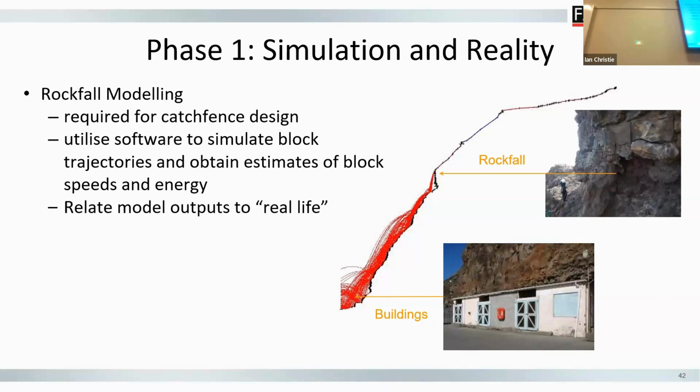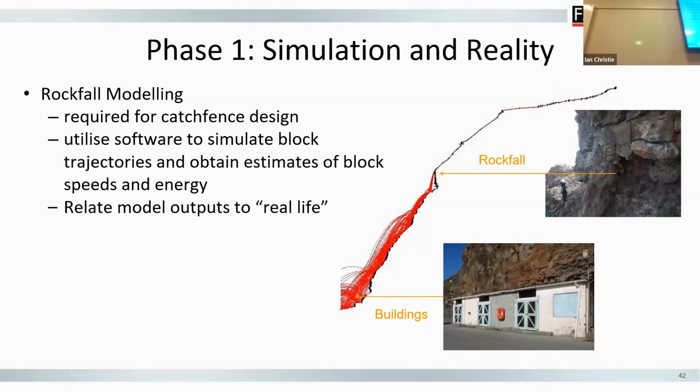Designing the netting, fairly easy, but if you are going to design a rockfall catch fence, you do need to do a little bit more work. And one of the ways to do that is some rockfall modelling. So we simulate the block trajectories to get an idea of how fast they're going and how much energy they have so that we can then specify the rockfall barriers.